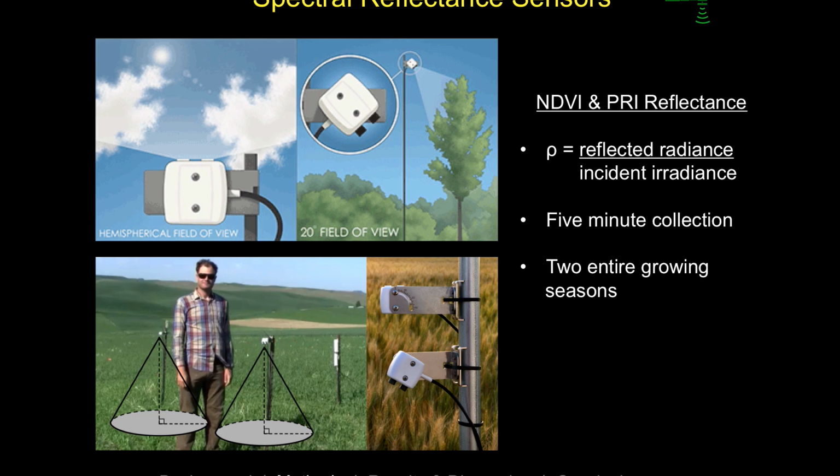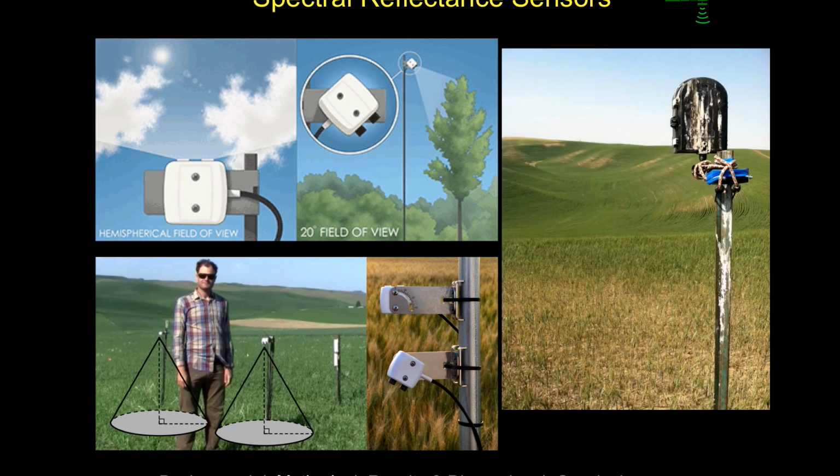So we used the spectral reflectance sensors built here in-house at Decagon Devices, which were originally developed by Steve Garrity, who was a member of our lab prior to my arrival. And what we did was we set these sensors at a 20-degree downward viewing zenith angle, about 1.5 meters above the crop. They collected data at 5-minute intervals, and we did this over 2 entire growing seasons.